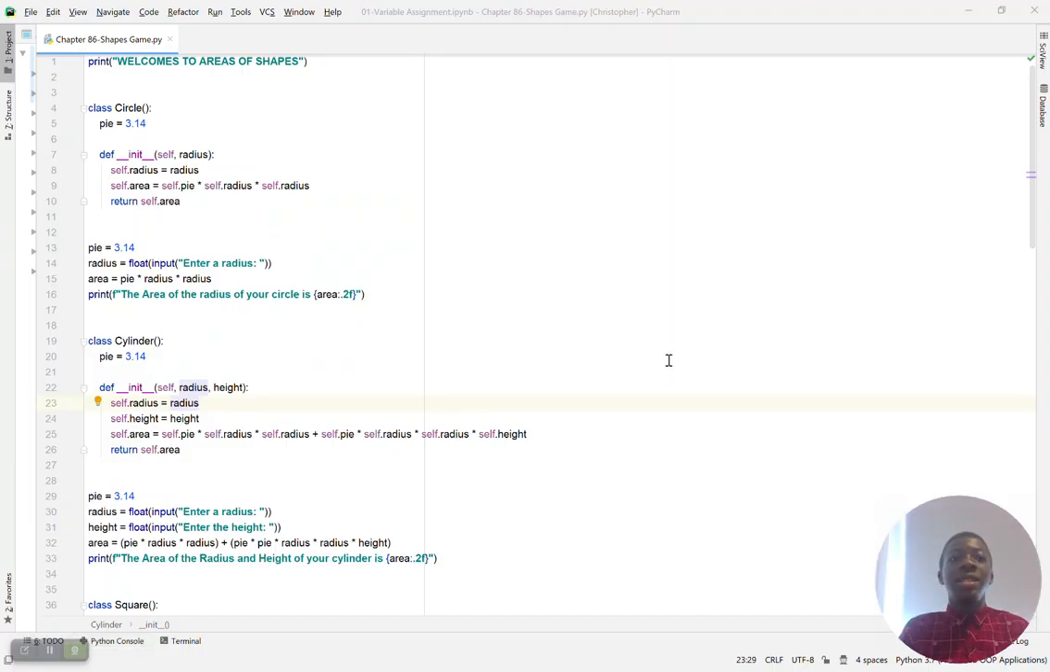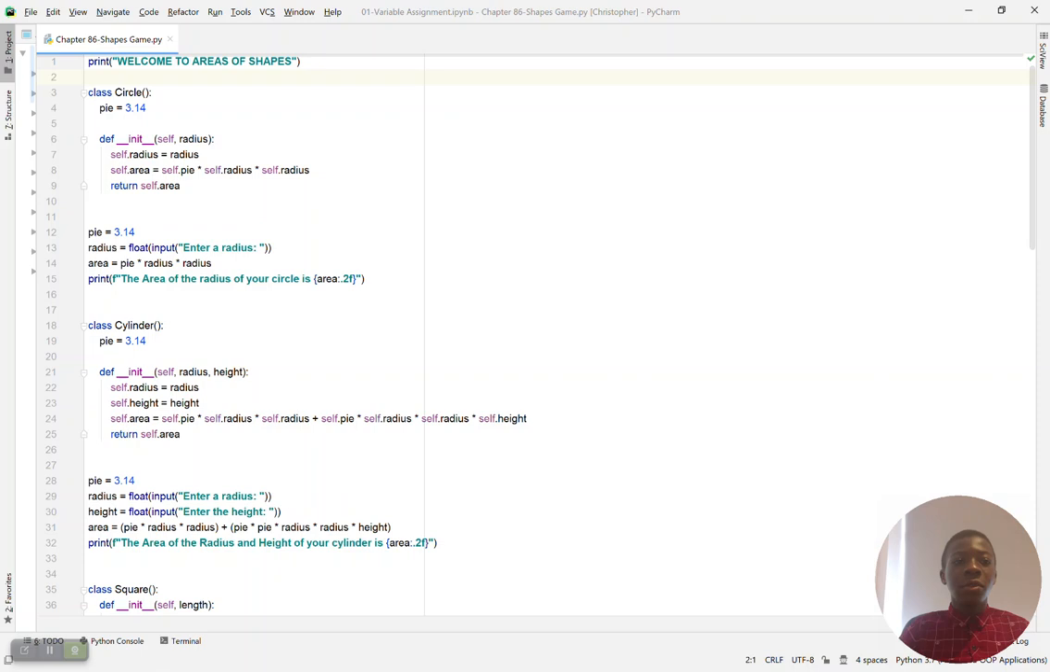Here with us today is the code. So print "Welcome to areas of shapes." Wait, that's not right. Let's put it in a way that makes sense. There we go. Then, there's a concept called object-oriented programming. This concept involves classes, polymorphism, dunder methods, and so forth.